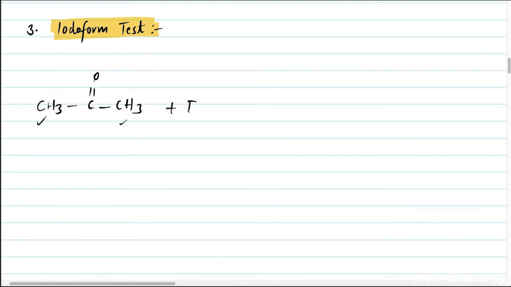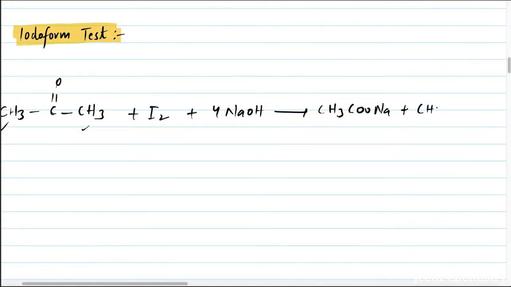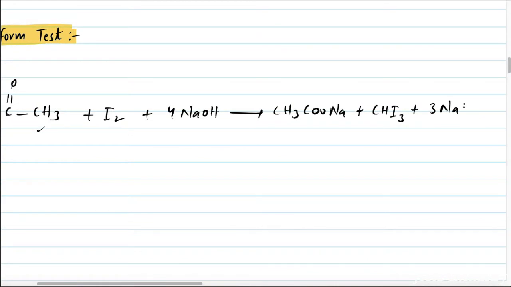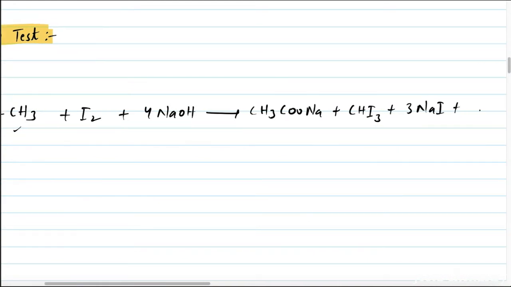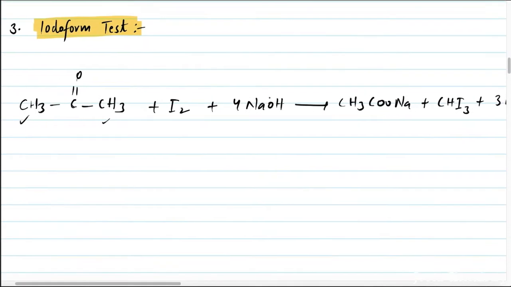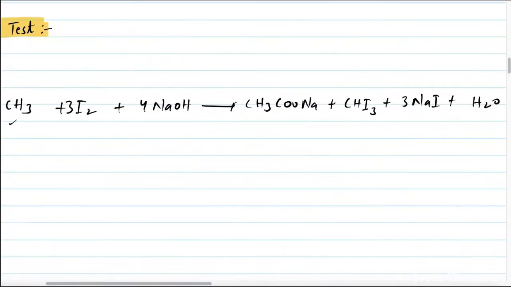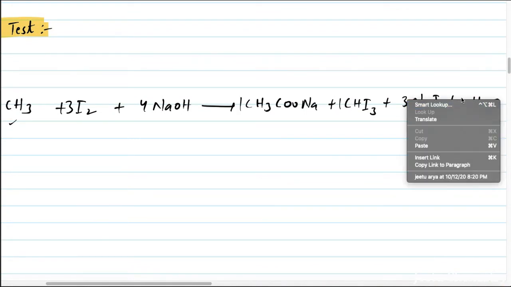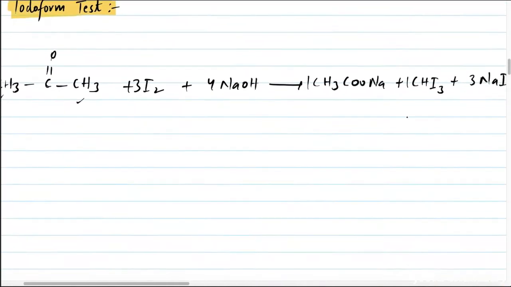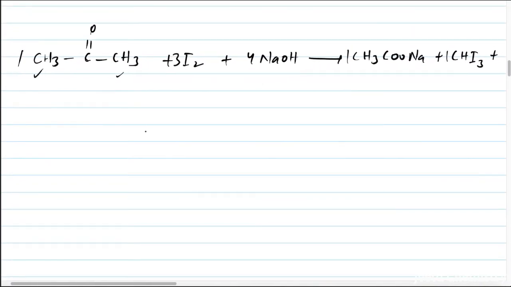Okay, so for iodoform, I2 plus 4 NaOH gives CH3COONa plus CHI3, called iodoform, and NaI, and H2O. For balancing: 1, 3, 4, 1, 3, 4 and 1, 1, 3, 3. Okay, if this balancing irritates you, no problem at all.